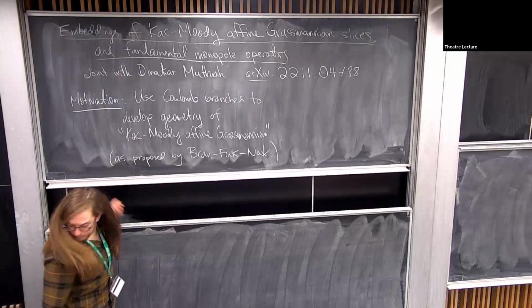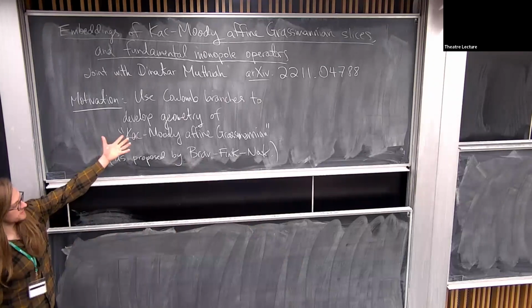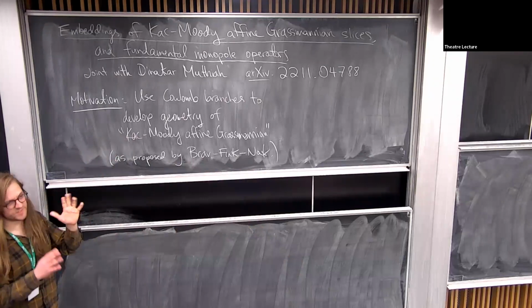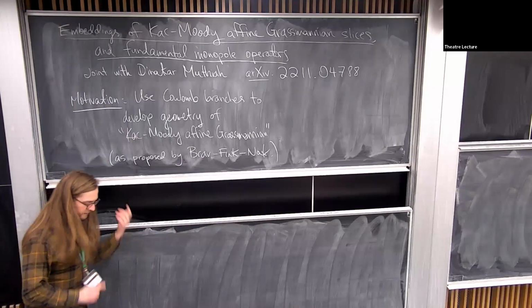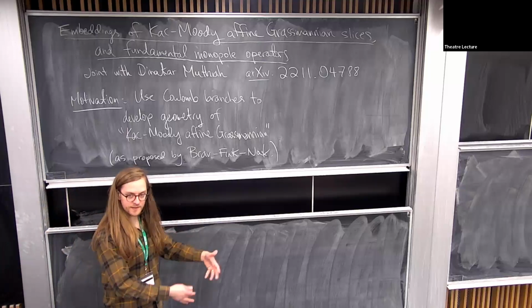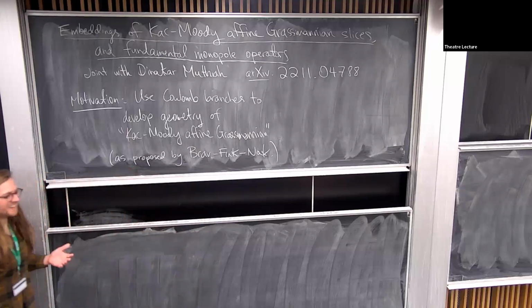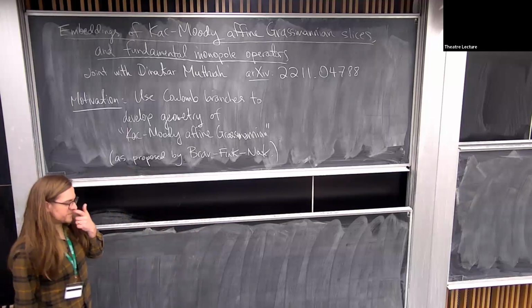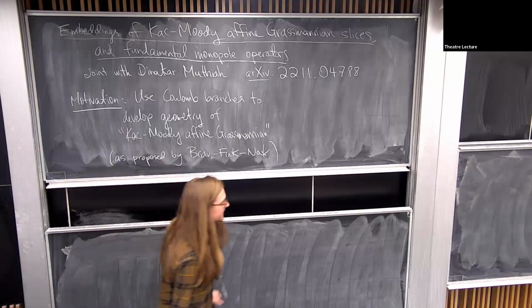So the idea is to use Coulomb branches to define the affine Grassmannian, or affine Grassmannian slices, in Kac-Moody type. But I did want to say one point of our work is to show that even in the finite case, where we already understand the affine Grassmannian very well, we can actually learn something new, namely by comparing what happens with Coulomb branches versus affine Grassmannians themselves.